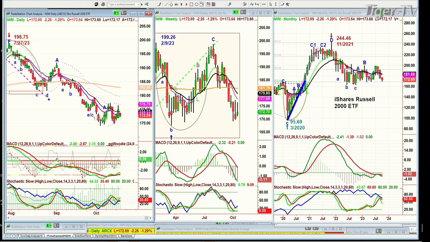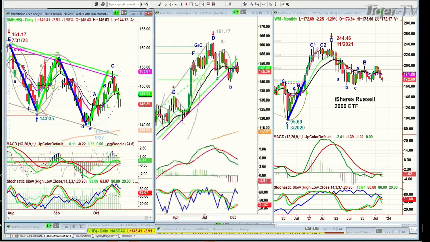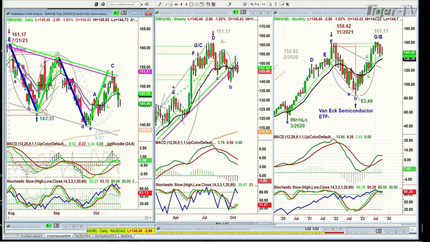Now, let's also look at the SMHs, which is the semis. My rule of thumb is wherever the semis go, the market usually follows. In this particular case, it's been in a downtrend, a down channel, actually, a perfect down channel. And it's pulling back, down 2.80 right now at 145.52, not yet breaking down, and the 9-period moving average is still positive.